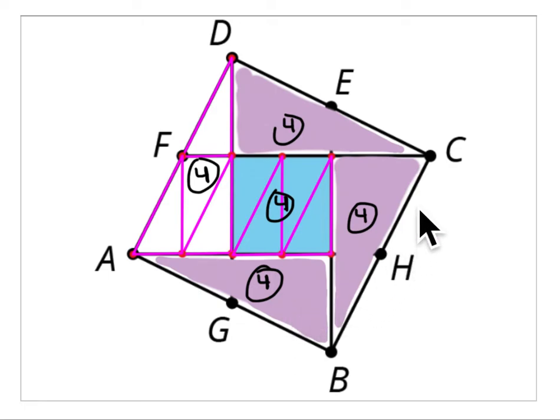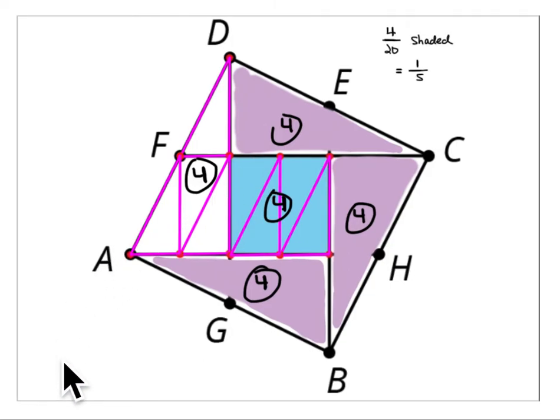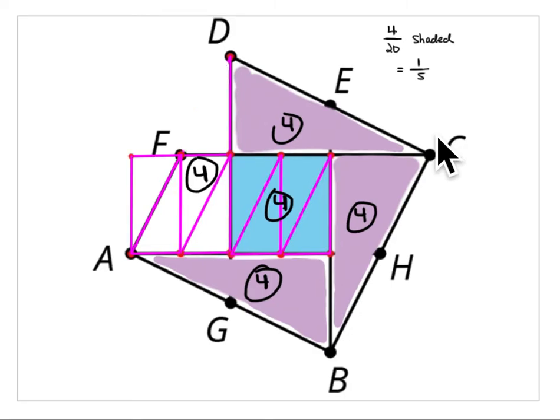So what's the total number of those small right triangles that you have? Well, that total number is 20. And out of those 20 smaller right triangles, how many are shaded? Well, the number that are shaded is 4. So what fraction is shaded? 1/5.